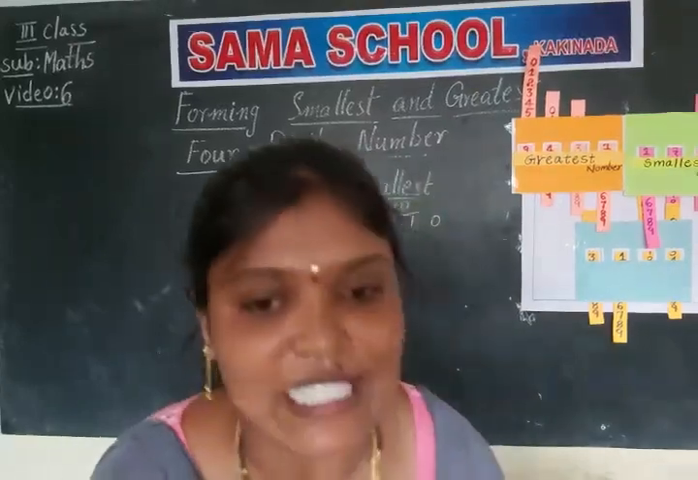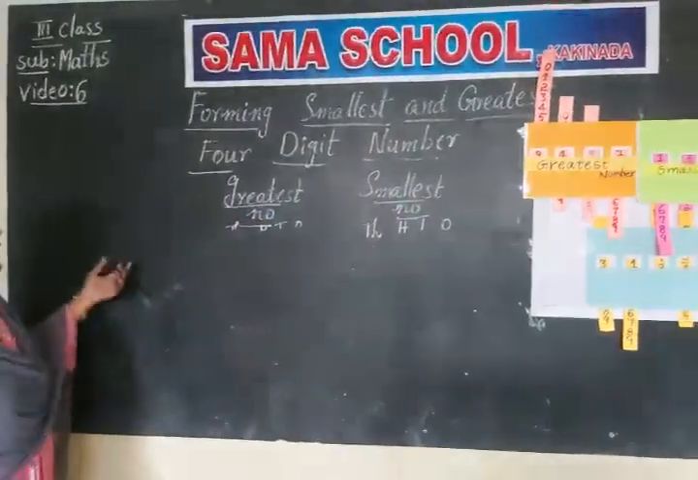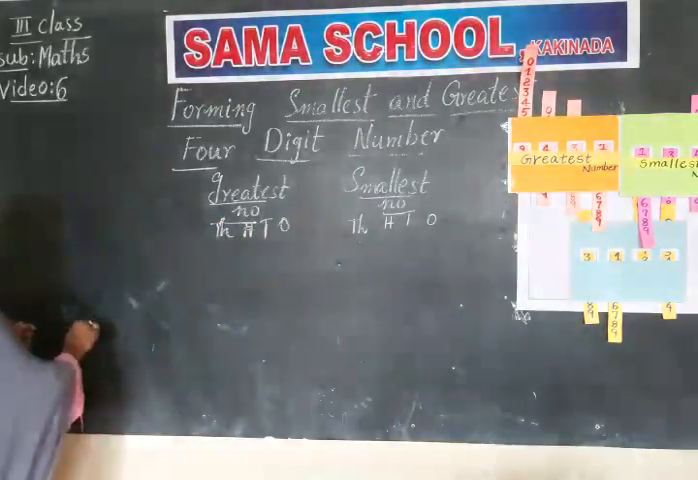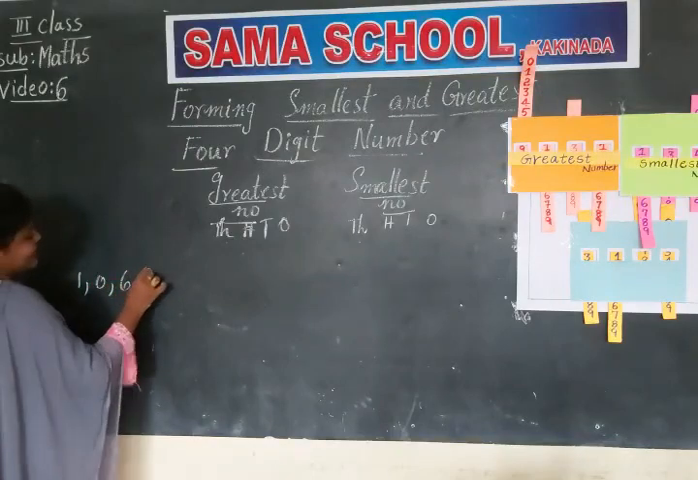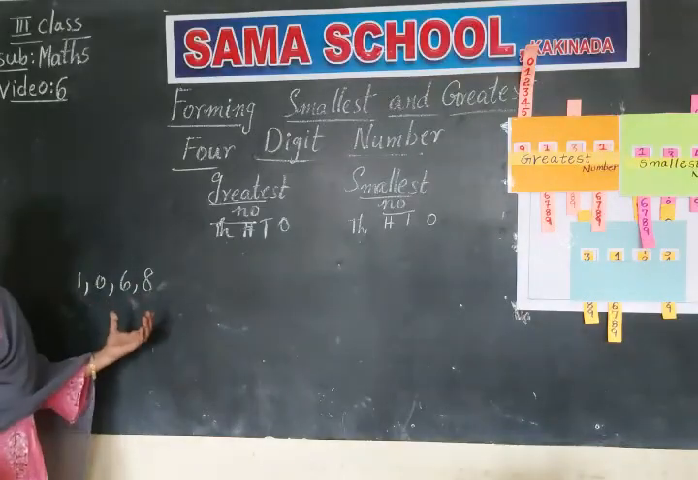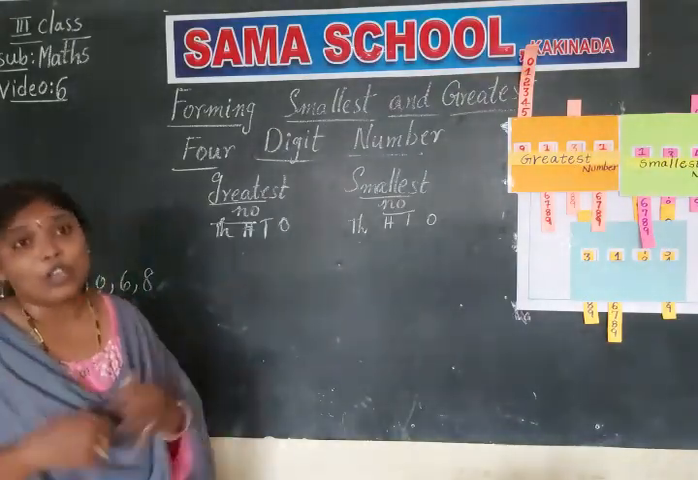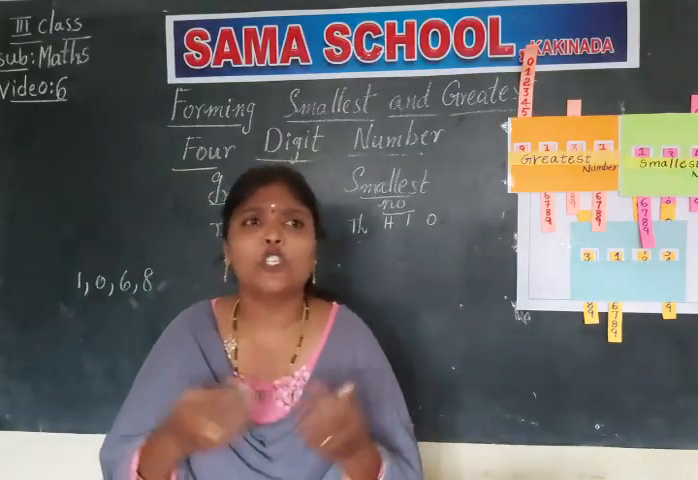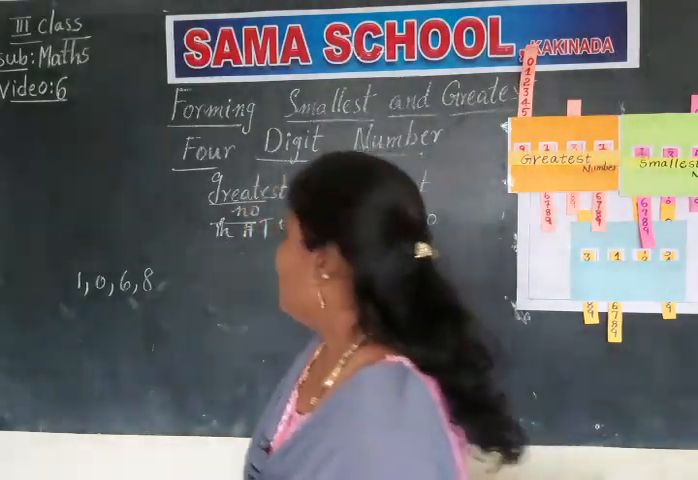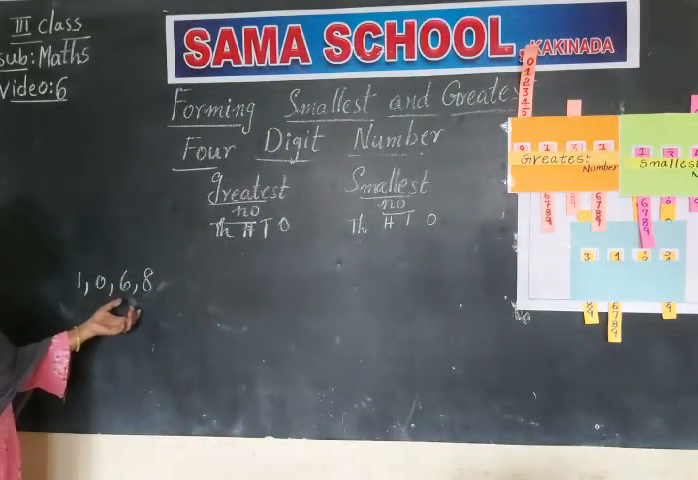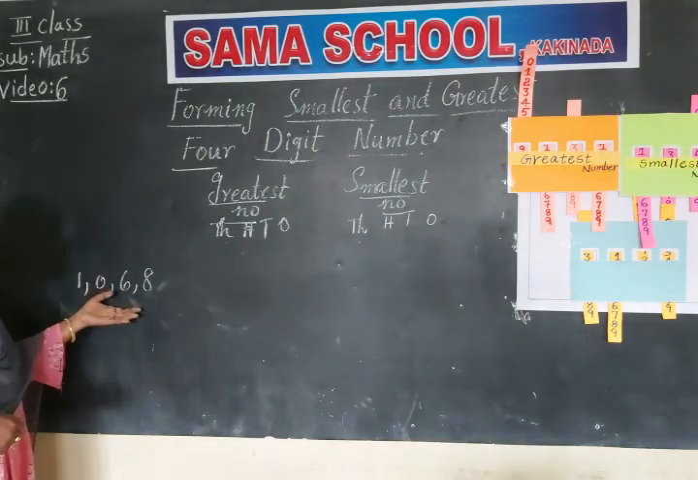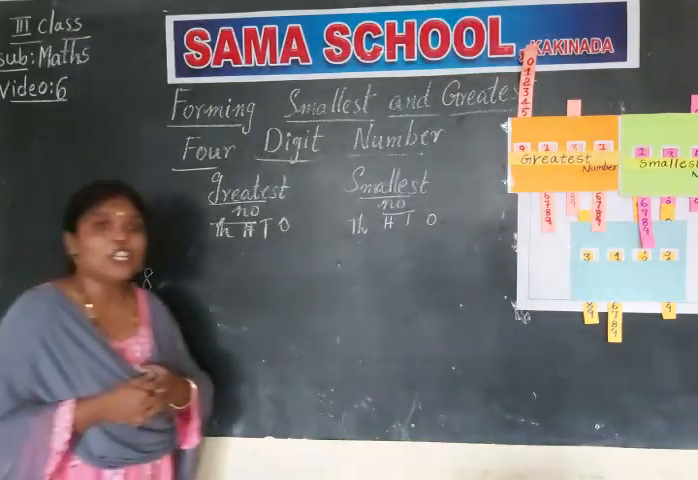If there is 0 in the digits, for example, I have given the digits 1, 0, 6, 8. Then how will you frame the greatest and smallest? According to our discussion, to write the greatest number, which order is to be followed? Yes, it is descending order. Write the greatest number in descending order, in the sense which number will come first? The biggest number. So in these digits, what is the biggest number, children?